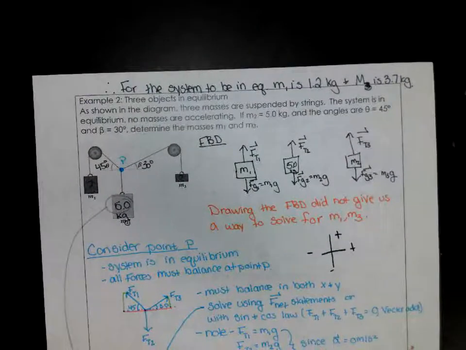My therefore statement is going to say, for the system to be in equilibrium, M1 is 1.2 kilograms and M3 is 3.7 kilograms. And that is the end of that problem.